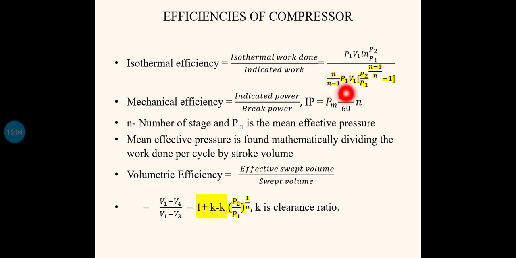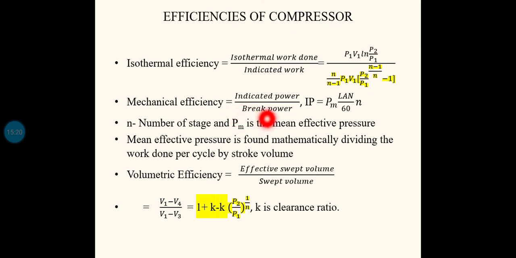So it is given by n by (n minus 1) P1 V1 [(P2 by P1) all raised to (n minus 1) by n, minus 1]. This was the equation. So the ratio of these two quantities is simply known as the isothermal efficiency. Please remember this equation. This is an important equation. Now next one is mechanical efficiency.